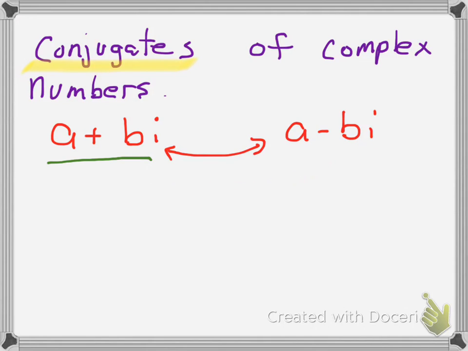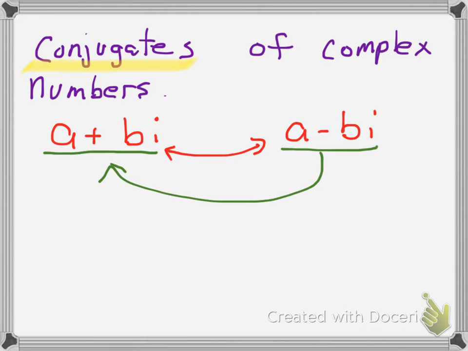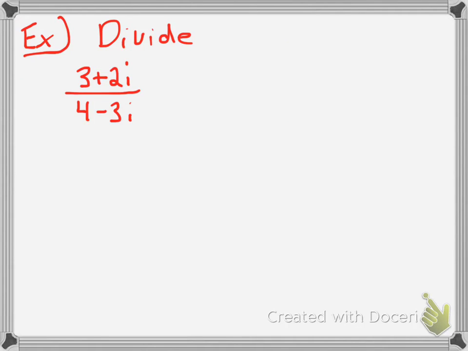Now, it works the same way if we have a number in a minus bi form. The conjugate of that would be this. All we did was change the sign in front of the imaginary portion of the complex number. The reason we're talking about conjugates is that when we have an example such as this, it's going to help us simplify and divide these complex numbers.